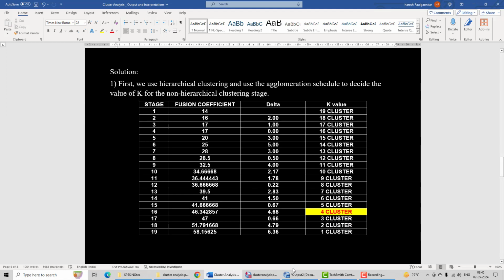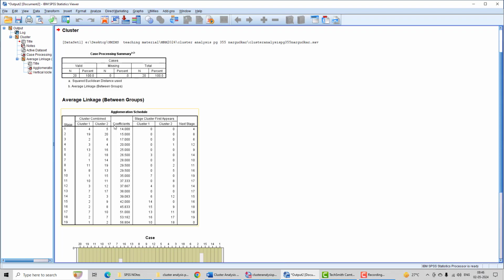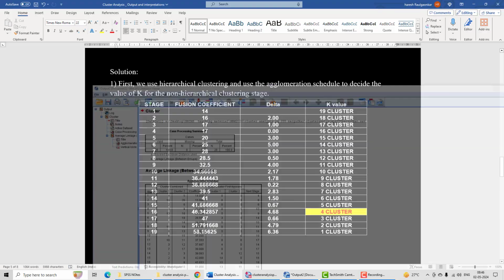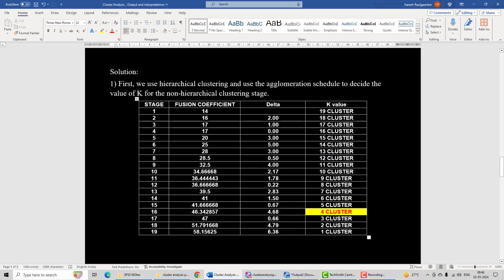So in that agglomeration schedule you get a fusion coefficient. If you see this, these are the fusion coefficients, and these are the stages. So I am just using the stages and fusion coefficient from the table. Then what you need to do is go from bottom to top and find out the delta. So what exactly is delta? It is the difference between that particular row's coefficient value and the value at the stage before that.